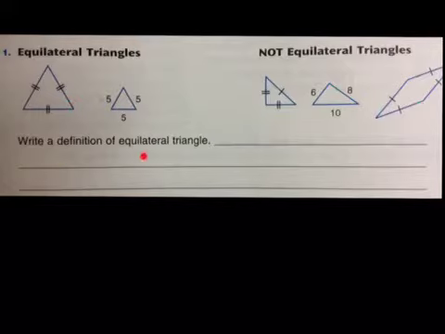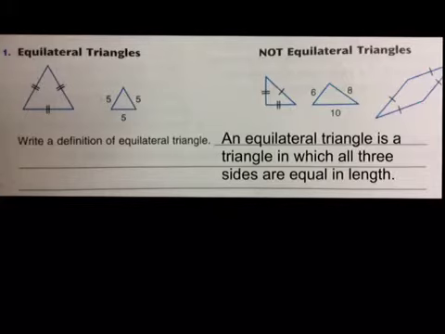Write a definition for an equilateral triangle. Simply put, we can say an equilateral triangle is a triangle in which all 3 sides are equal in length. Go ahead and copy this down.